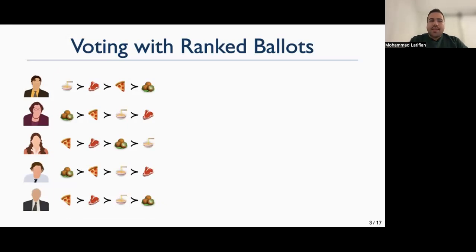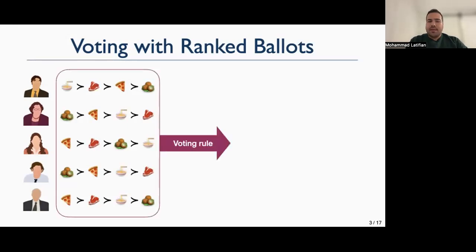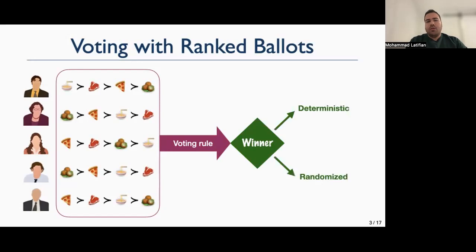A voting rule gets all these ranked preferences as input and must decide on the winner. The rule can select a single winner or give a probability to each option and output a distribution over them. We call the former a deterministic rule and the latter a randomized rule. The basic question in voting theory is how the voting rule should select the winner. What are the characteristics of a good voting rule?